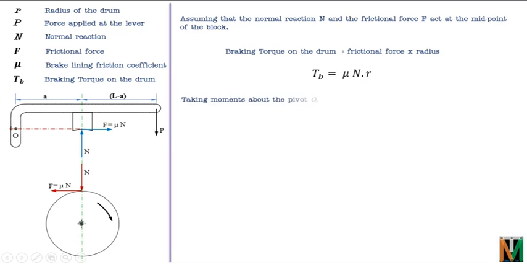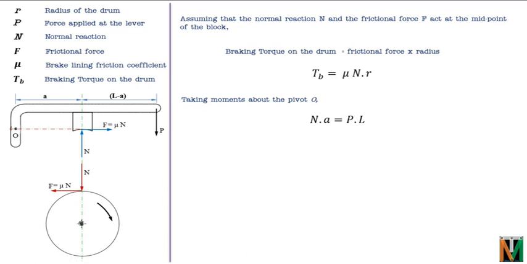Now let's take moments about the fulcrum point O in this free body diagram of the lever. We have this force N. The moment of N about point O will be in the anti-clockwise direction, right? You can see this is the pivoted point, so force N will try to rotate this lever in the anti-clockwise direction. So what will be the moment? N into the distance of the line of action of force N from the pivoted point. This distance is A. So N into A will be anti-clockwise, so it will be positive.